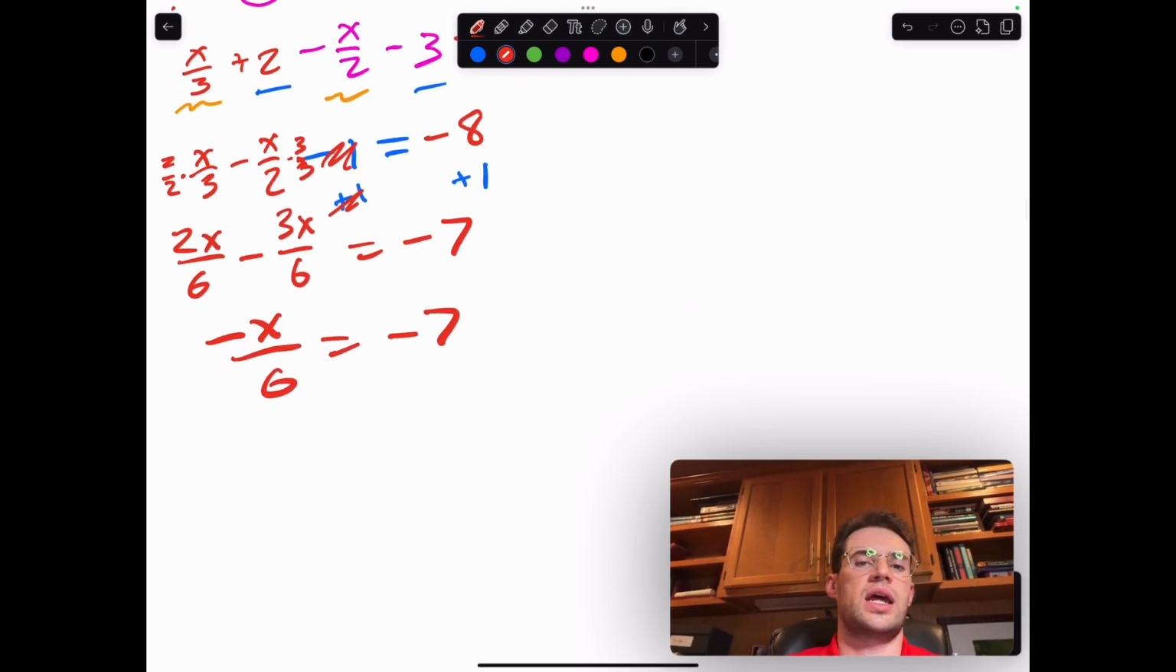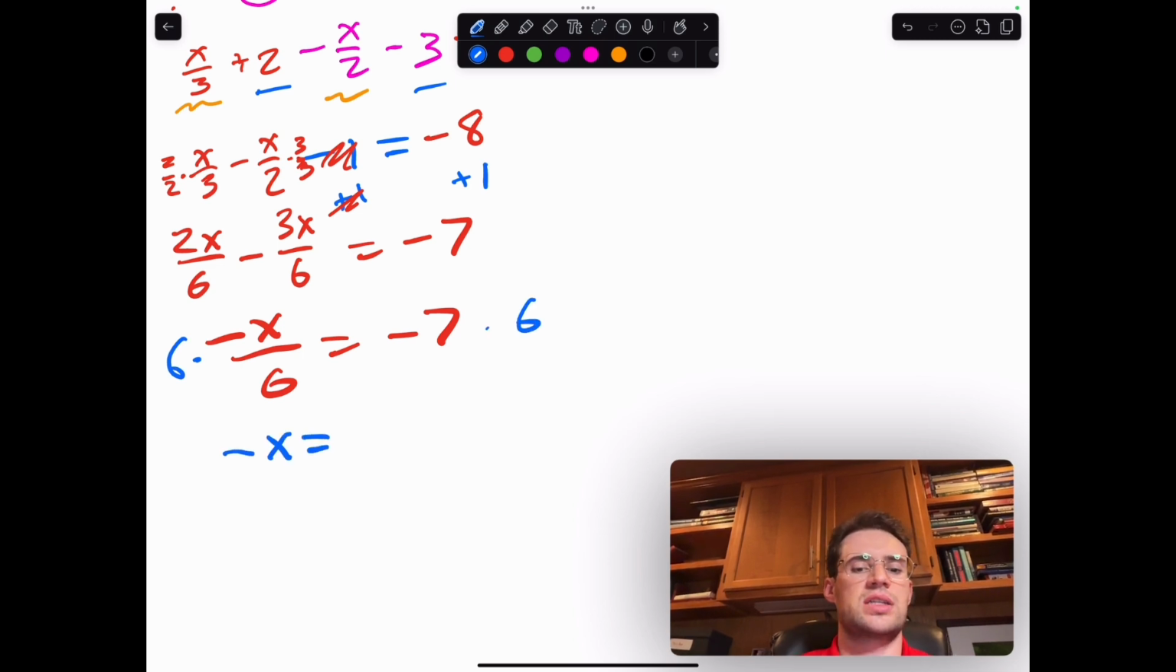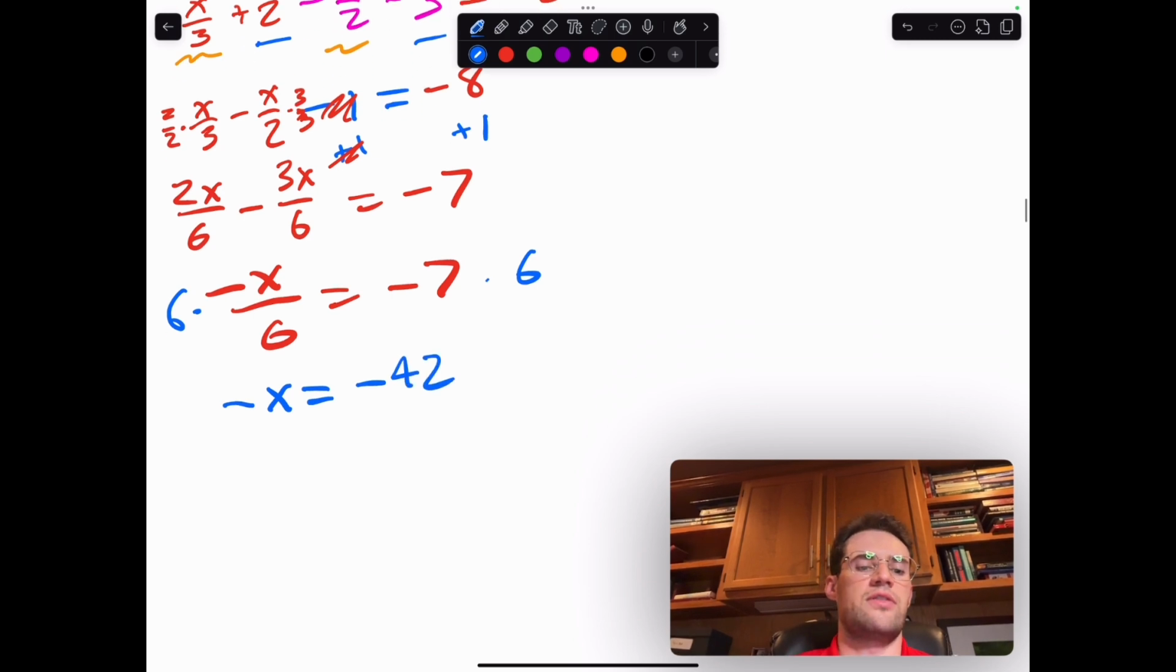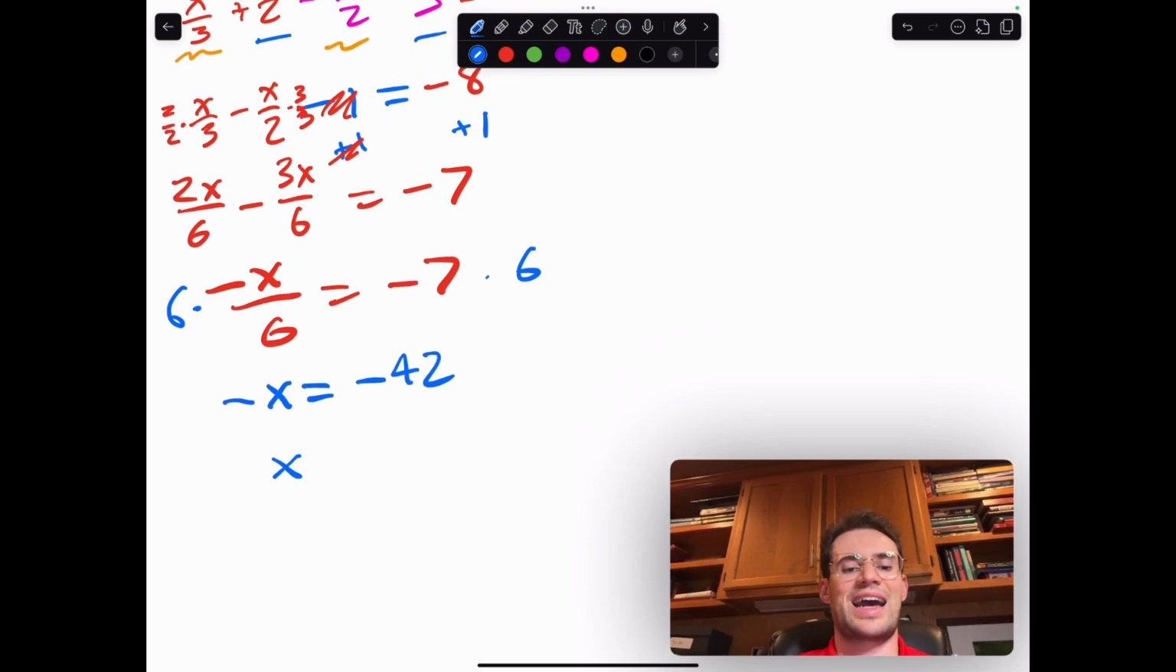And then to get x alone, you could multiply by -6. That gets rid of the negative and the 6. Some people will get confused by that, so I'm just going to say multiply by 6, which gives you -x equals -7 times 6 is -42. And then if -x equals -42, that means x is 42.